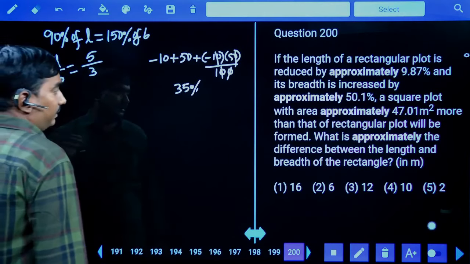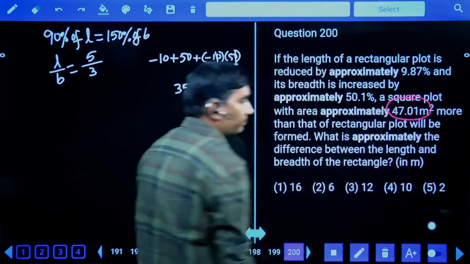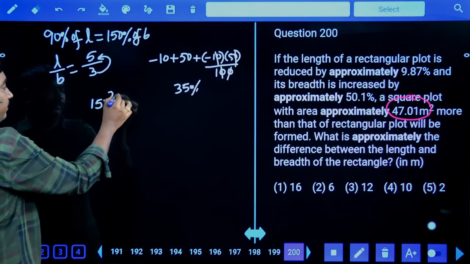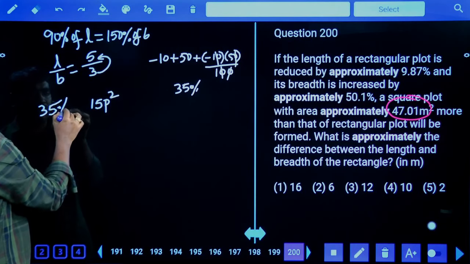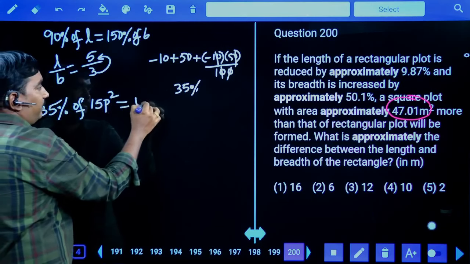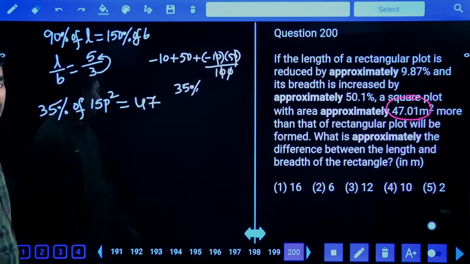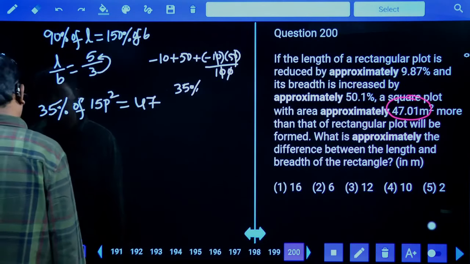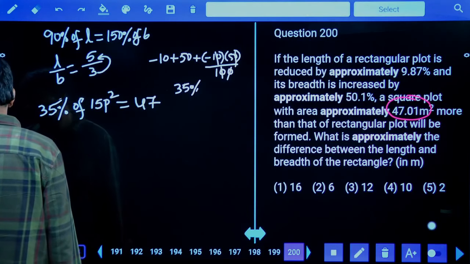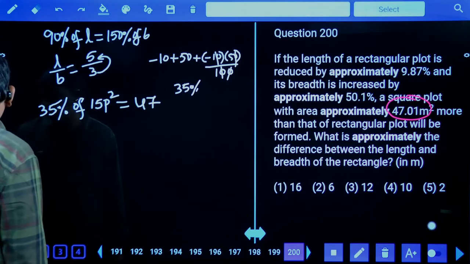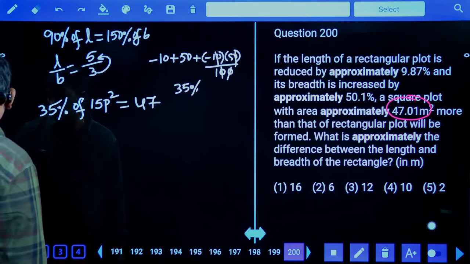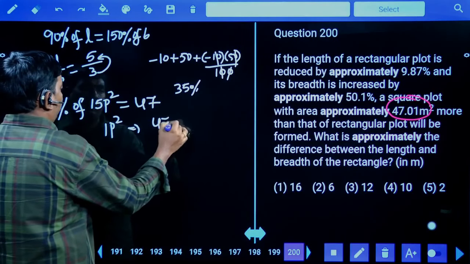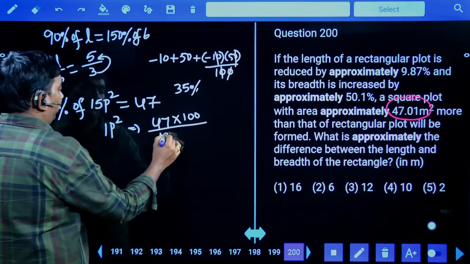The overall change in the rectangle area is 47 meters square. Area of the rectangle is 5 parts times 3 parts, 15 parts, 15 p square. That change means 35 percent of 15 p square is equal to 47, because it is the difference from the new area. Let's calculate one part value. So 1 p square is equal to 47 into 100 by 15 into 35.